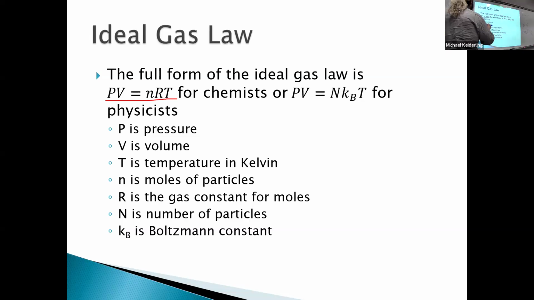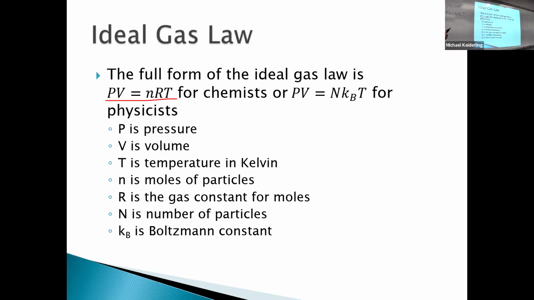There's another version of this that gets used by physicists sometimes, which is PV equals N k_B T. Here N is the number of particles, and this is what's called Boltzmann's constant. Physicists like to use this version because this corresponds to energy per particle. So it's useful because that k_B T term shows up a lot.